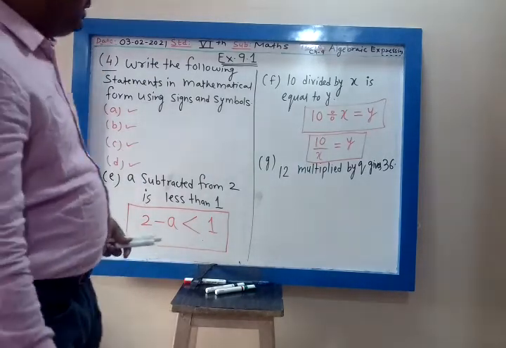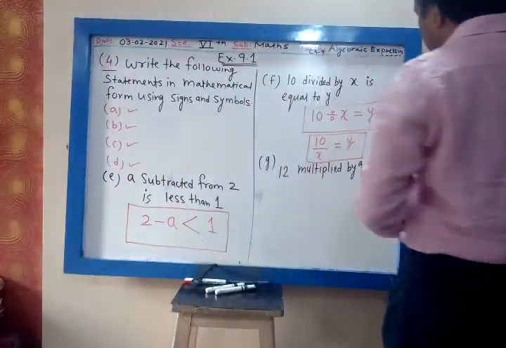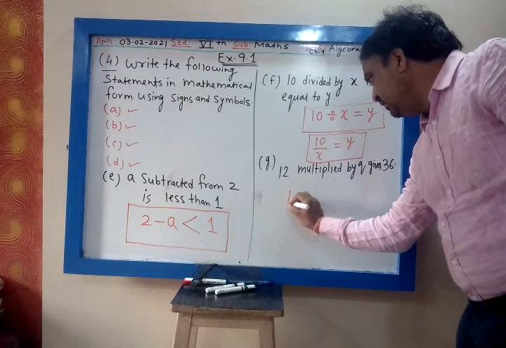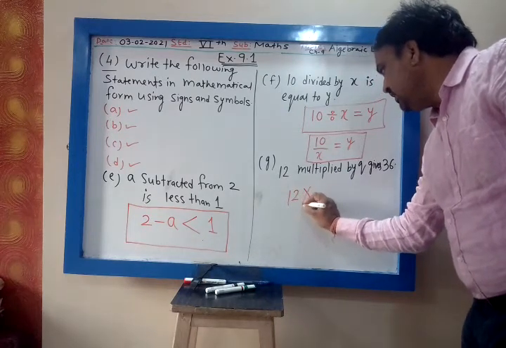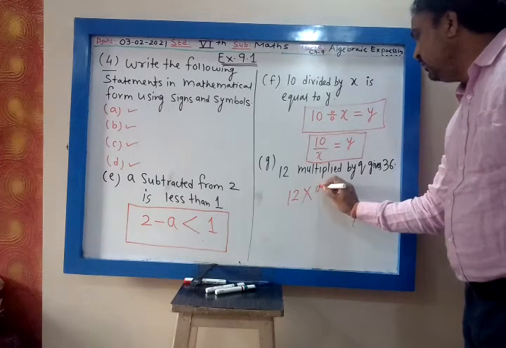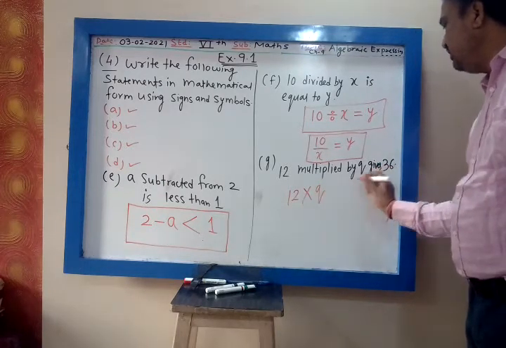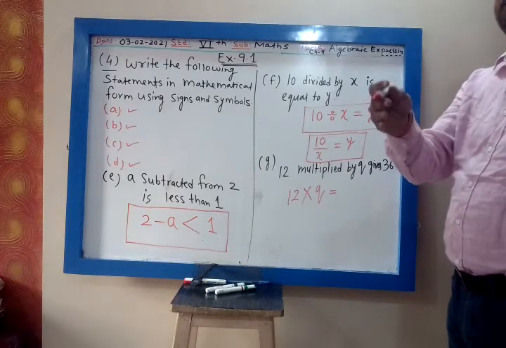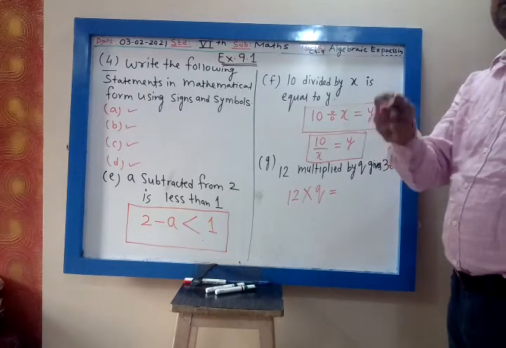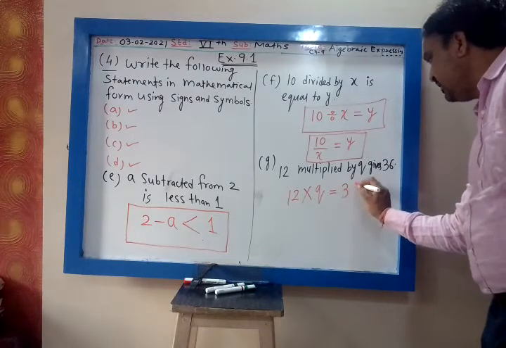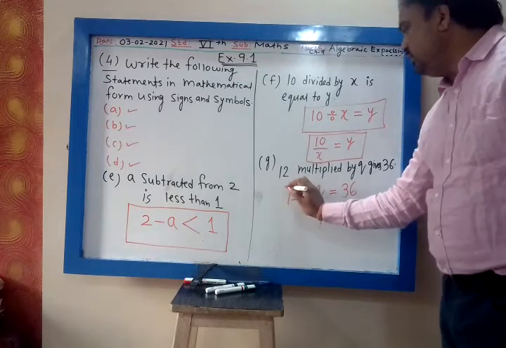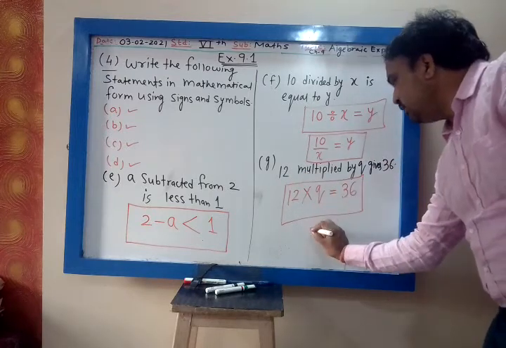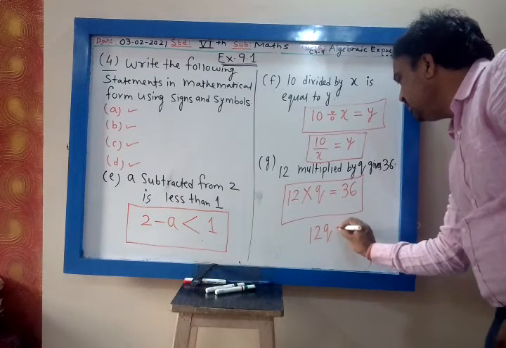Now G. 12 multiplied by Q gives 36. 12 multiplied means multiplication by Q. So 12 multiplication Q gives means equal to. Gives means output. Output means is equal to 36. So 12 into Q is equal to 36. Or you can also write 12 into Q is same as 12Q. 12Q is equal to 36.